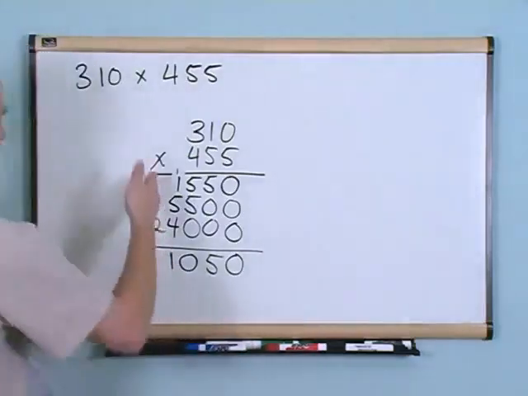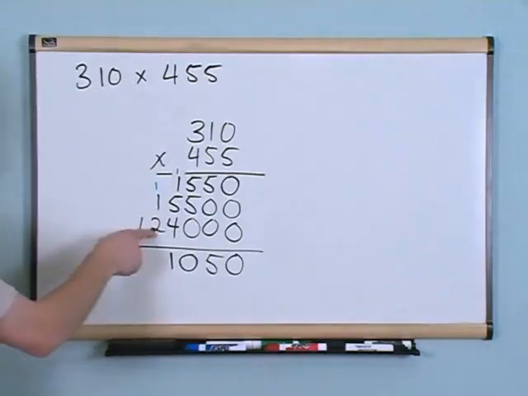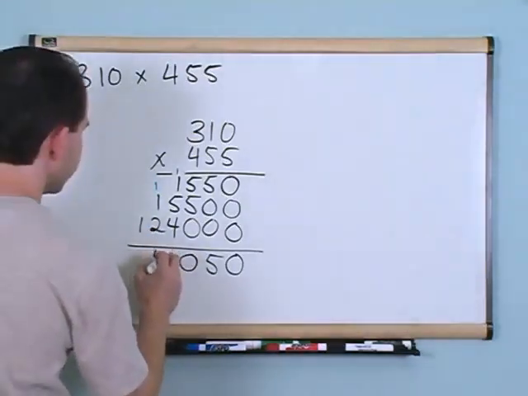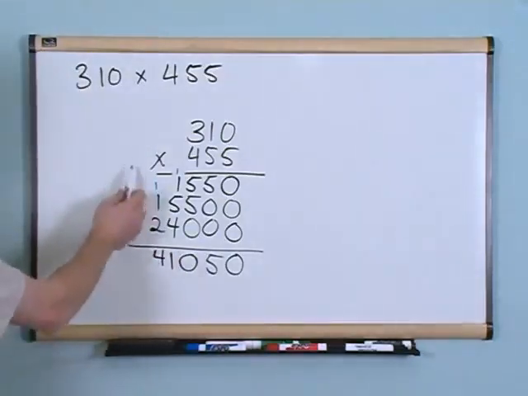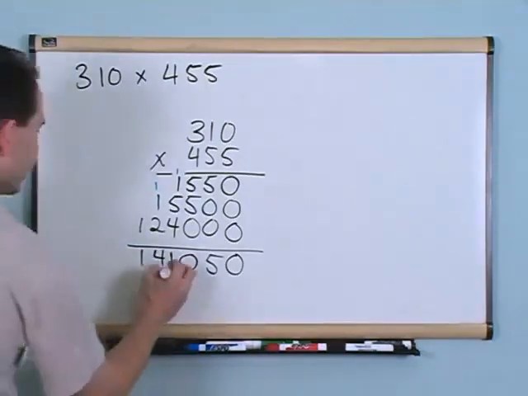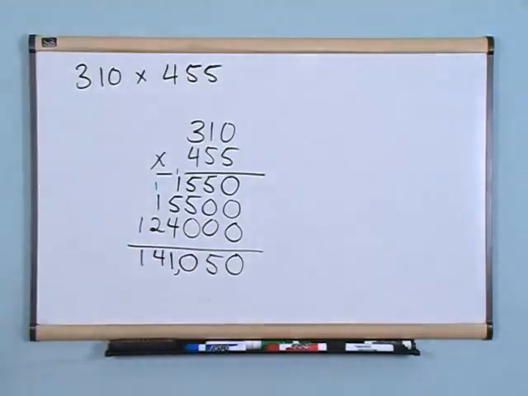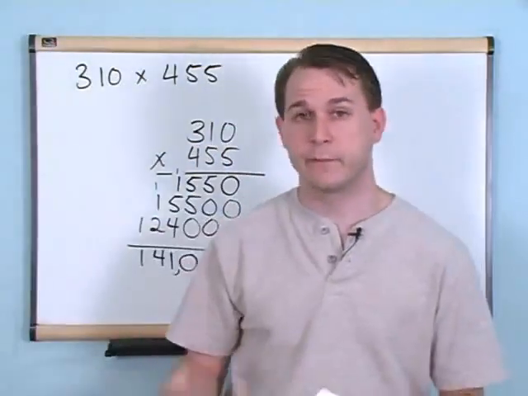Now I'm going to add this column. 1 plus 1 gives you 2, and then plus another 2. 2 plus 2, as you know, is going to give you 4. So I'm going to put a simple 4 down here. Move into the last column. You've got nothing above it, so it's kind of like a 0, and you just put the 1 down. 1 plus 0 is going to give you 1. So the answer is going to be 141,050.